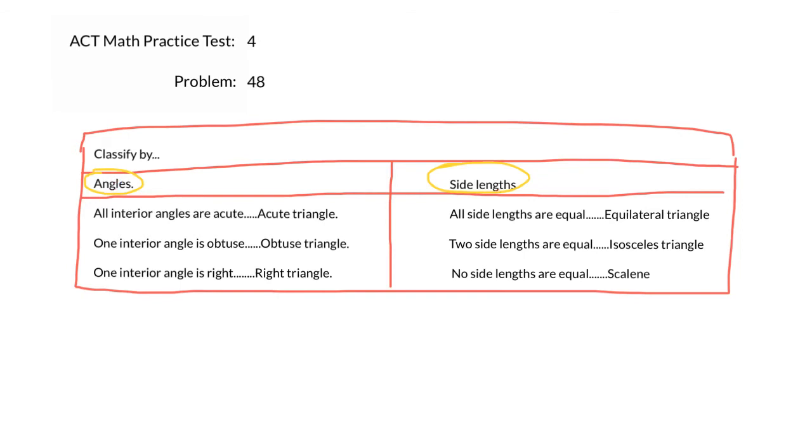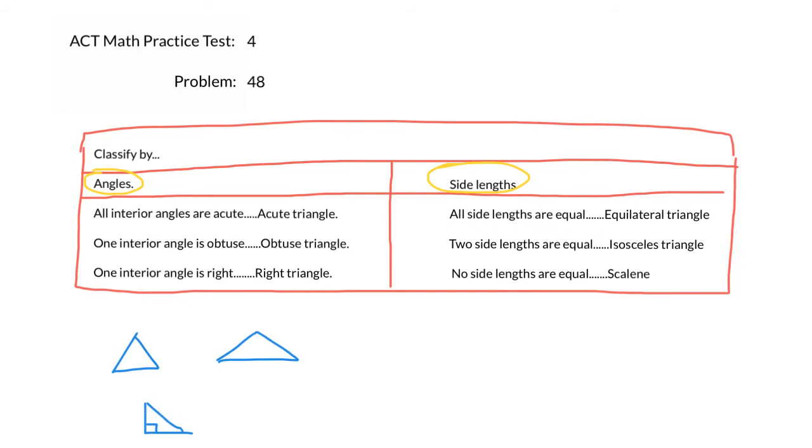So quick review, if all the interior angles are acute, that is an acute triangle. That might look something like this. If one interior angle is obtuse, it's an obtuse triangle, so that might look something like that. If one interior angle is right, then it's a right triangle. That might look something like that.